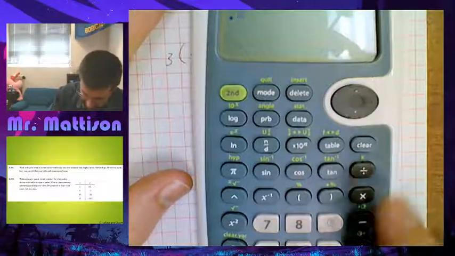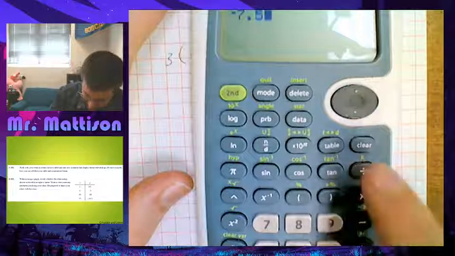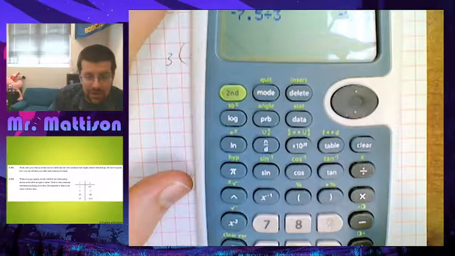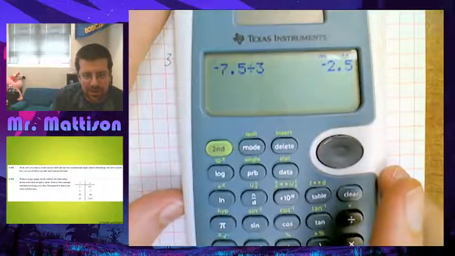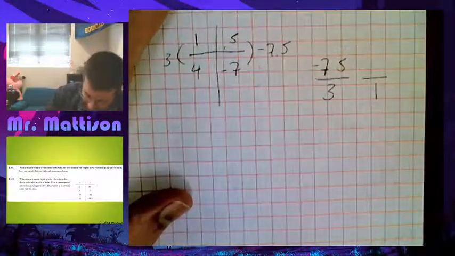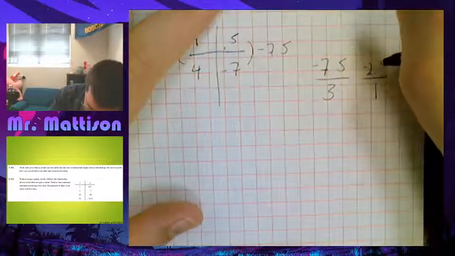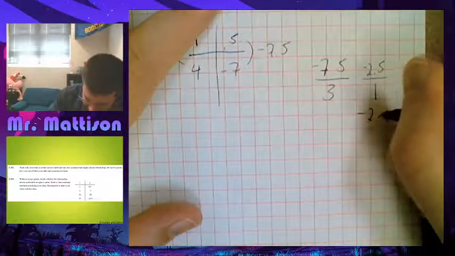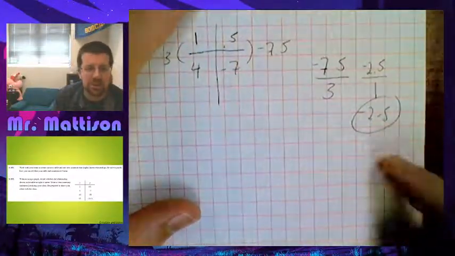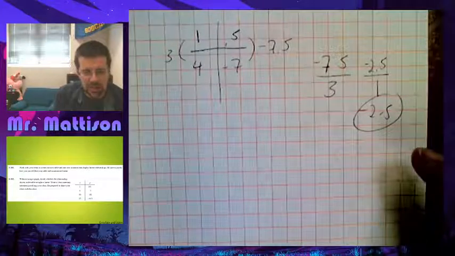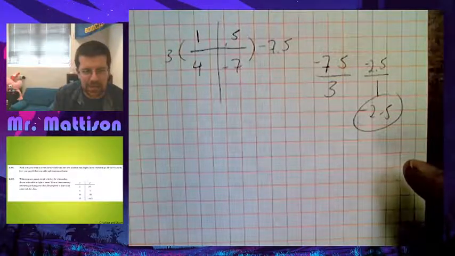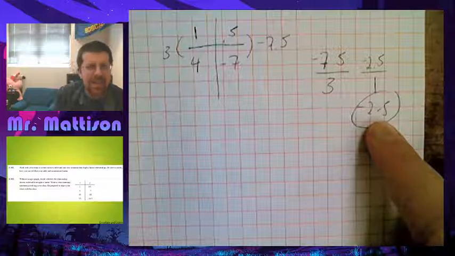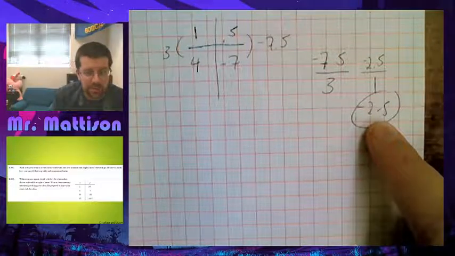So -7.5 divided by 3, I get -2.5. That's hard to see in the glare, right? So then that's going to be -2.5 per 1, or just -2.5. That's called a unit rate of change. So every change by 1 in my x should change by that in my y. That's typically just kind of what we call slope, right?